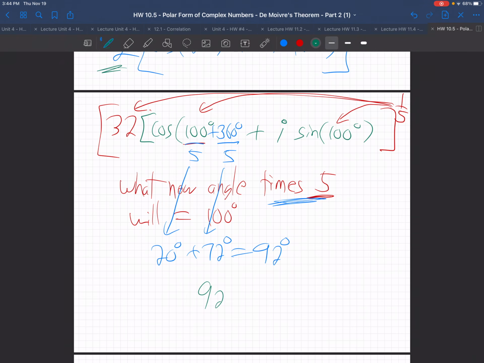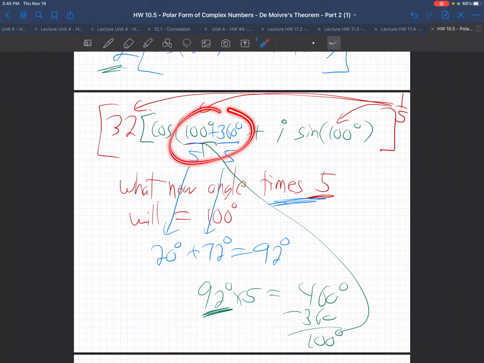Why would that work? Well, try it. 92 times 5, what's that? 460 degrees. That's more than 360. Subtract 360: 100 degrees. You see how it goes back? So 92 works. Do you see how we found that? It's because of that 360 thing. You can always add 360, and then we're going to divide the whole angle by 5 because it's a 1/5 power, which multiplies by 1/5, which is the same as dividing by 5.